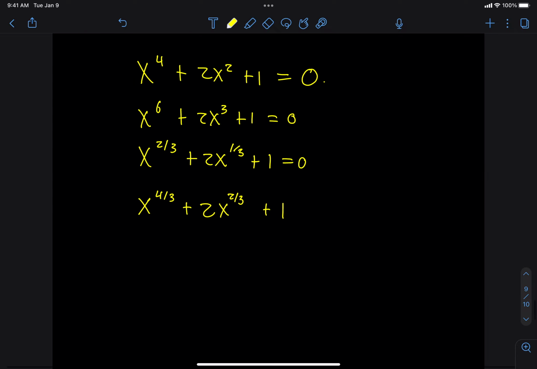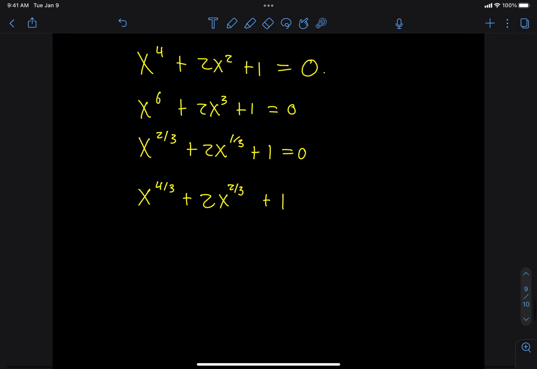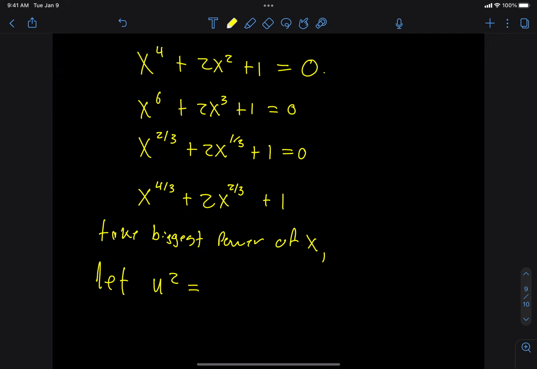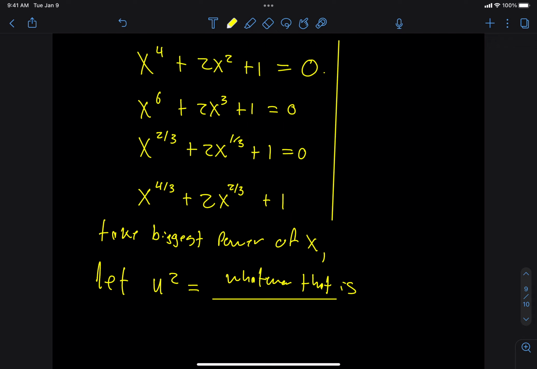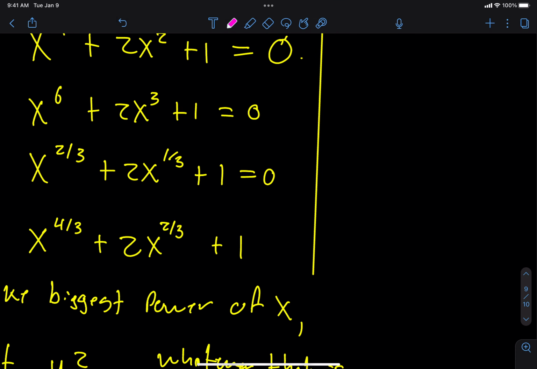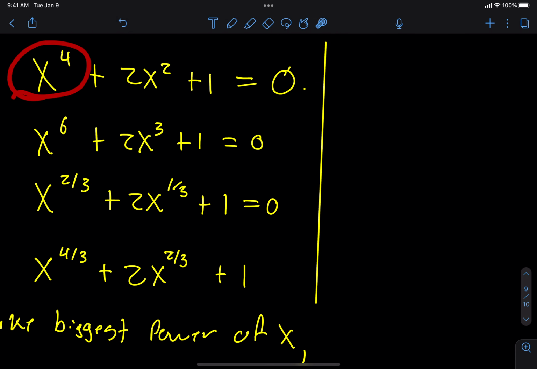So what's the goal here? The goal is to do the following. The goal is to take the biggest power of x and let u squared equal whatever that is. So let's see this for each of these examples. In the first one, what are we going to do? We're going to take the biggest power of x. What is it? x to the 4th. We're going to set u squared equals x to the 4th.